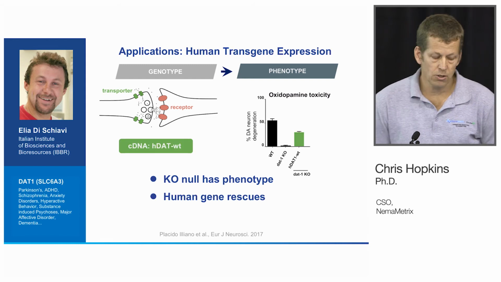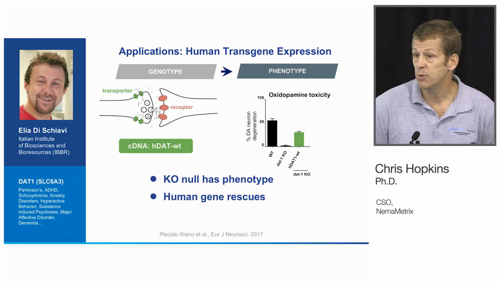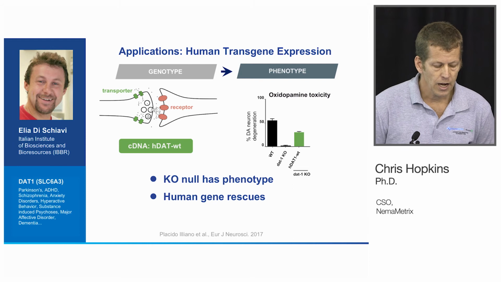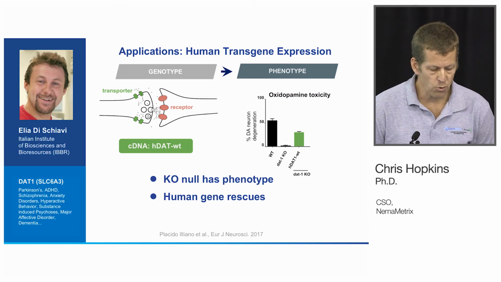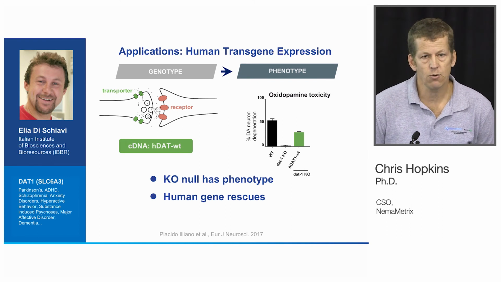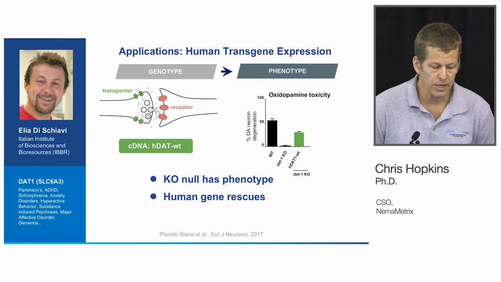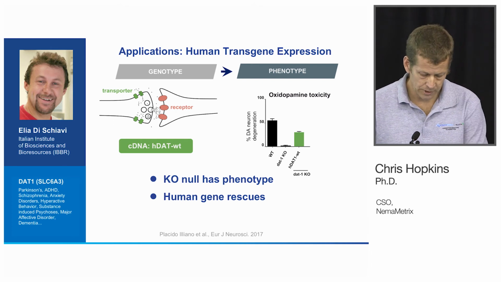Next, Elia wanted to see if he could rescue it with human transgene expression. So he took the human cDNA for the human DAT1 transporter and put it into the worms and asked, could it restore the sensitivity to oxydopamine? And he saw a significant level of restoration of sensitivity.